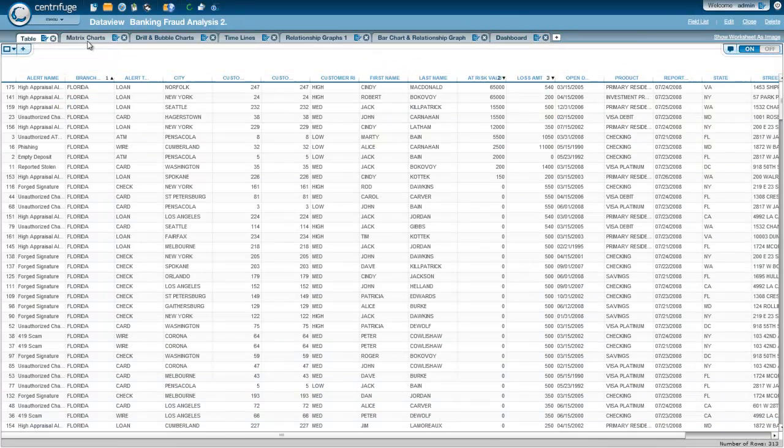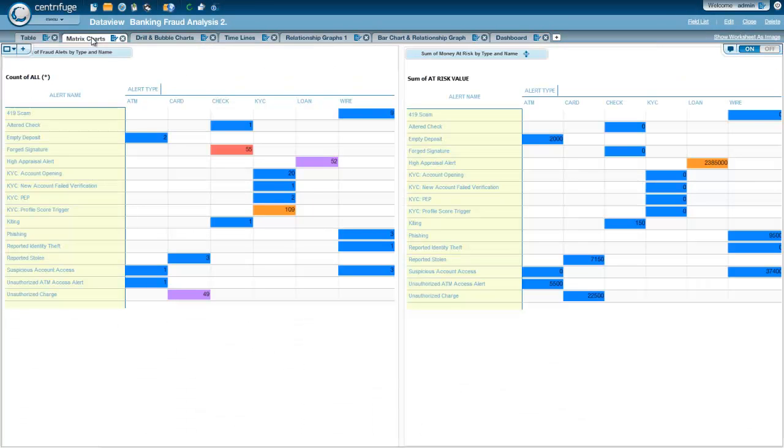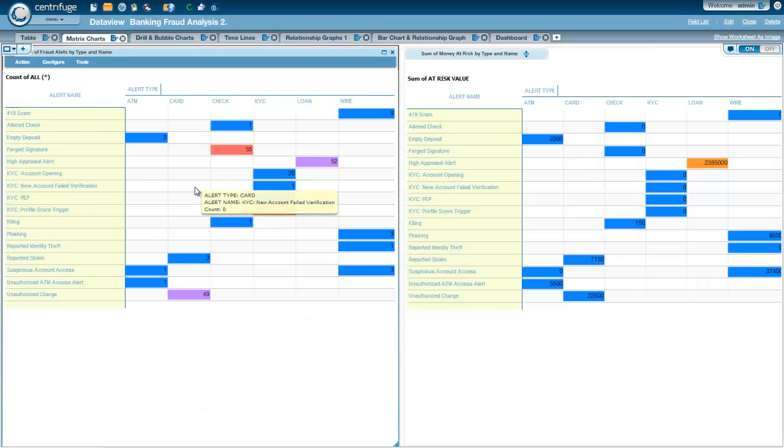Rather than look at this in the form of a table, let's summarize it in the form of two heat maps. On the left, we've counted the absolute number of alerts by alert type and alert name, and it points out that most of them are in the KYC, Know Your Customer Profile Score trigger.